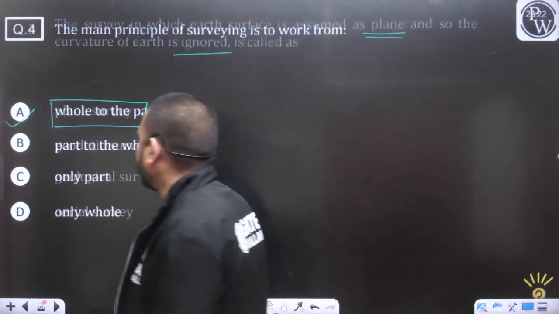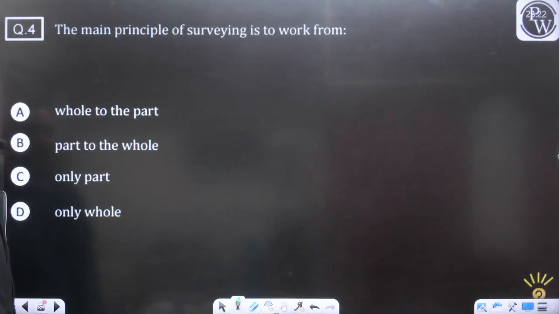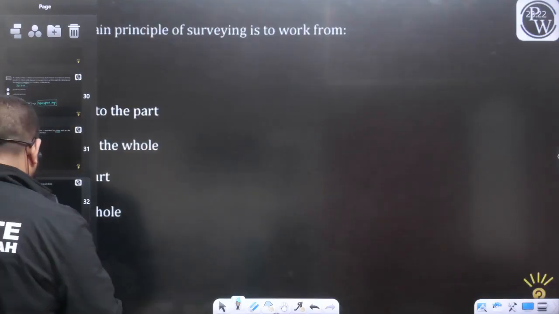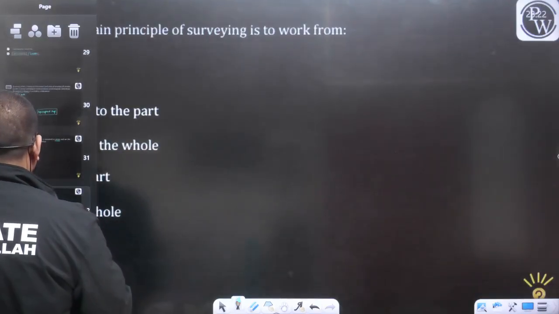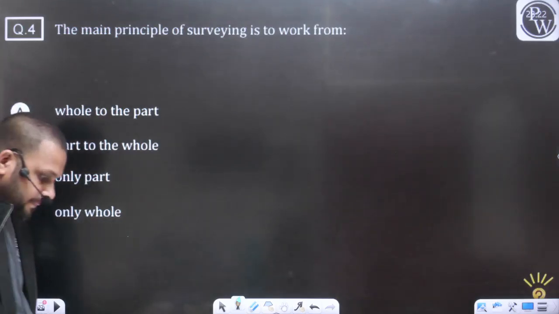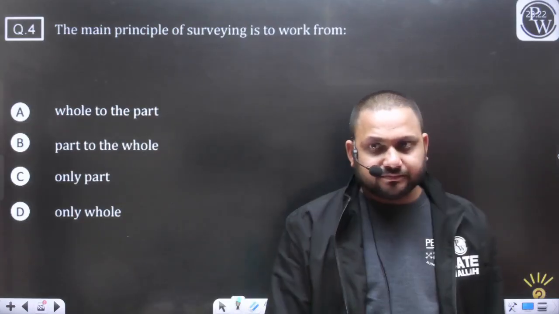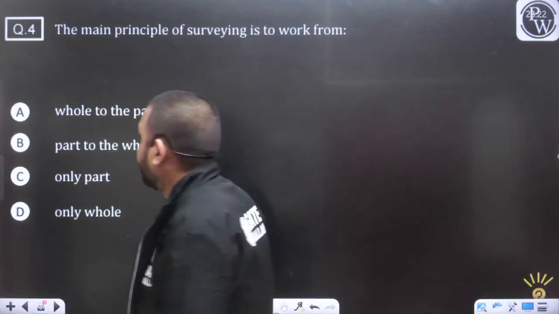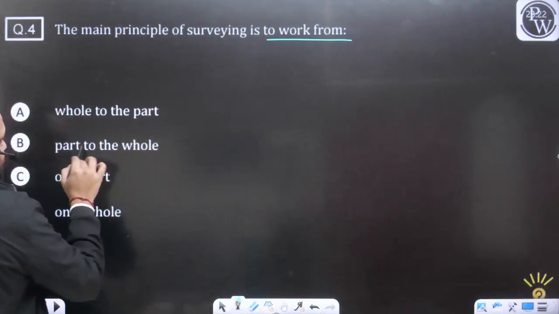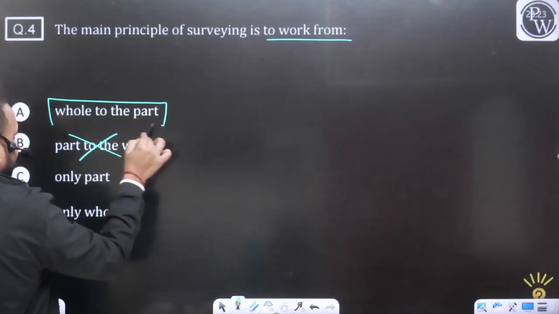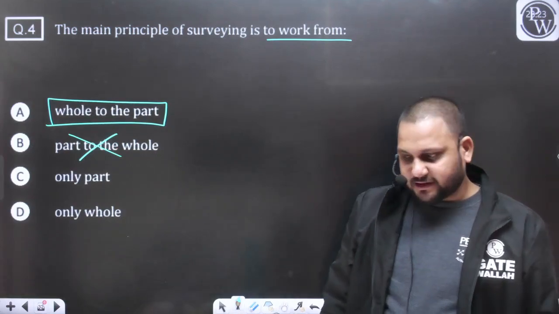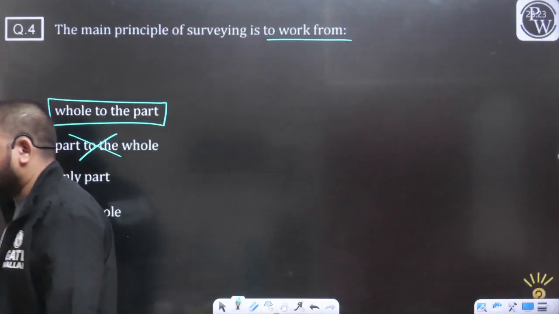Now let's move to the next question. What will be the answer? Very good. The main principle of surveying is to work from part to whole. No, the main principle of surveying is working from whole to part, not from part to whole.